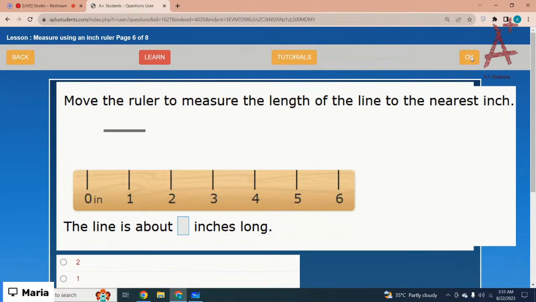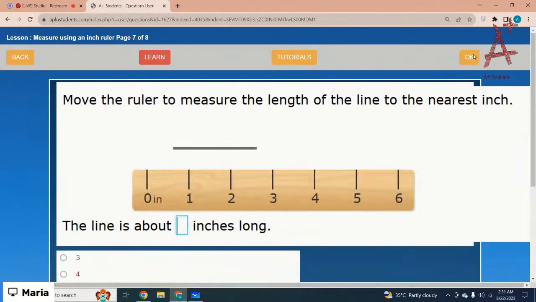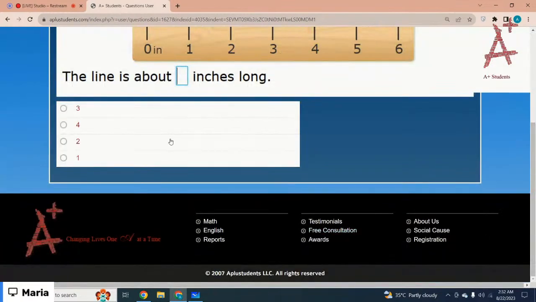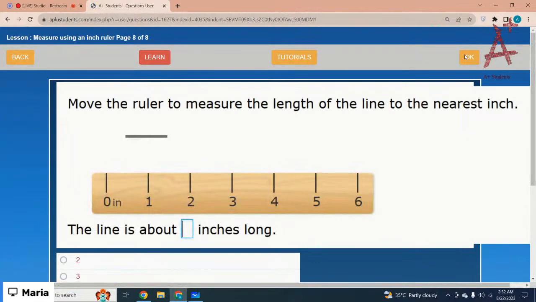Yes, that would be just 1 inch long, right? Okay, move the ruler to measure the length of the line. It would be just 2 inches long. Okay, move the ruler to measure the length of the line to the nearest inch. So which is the correct option?